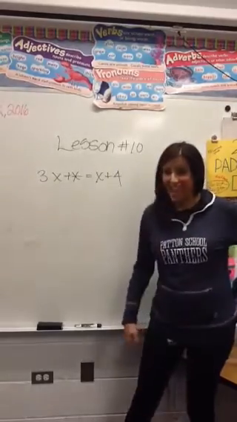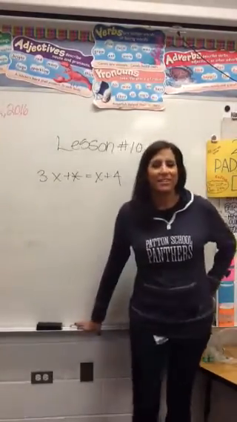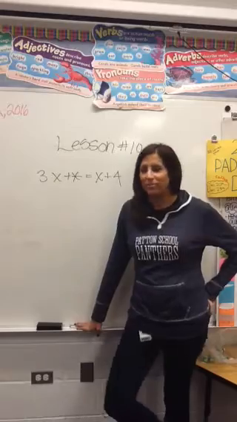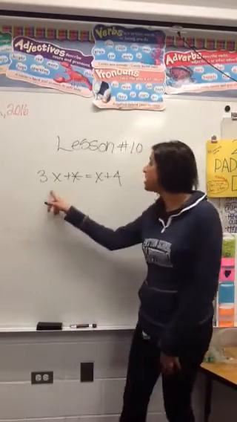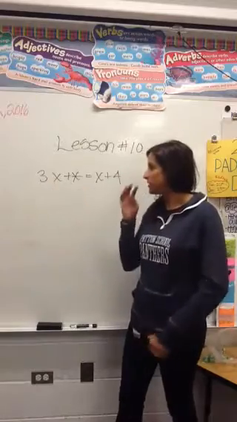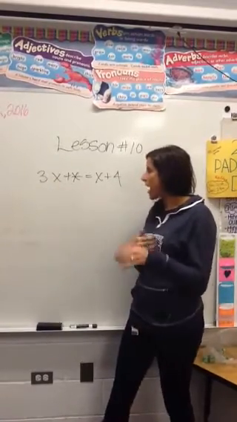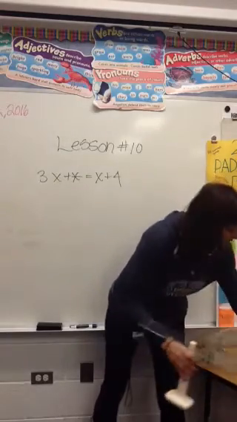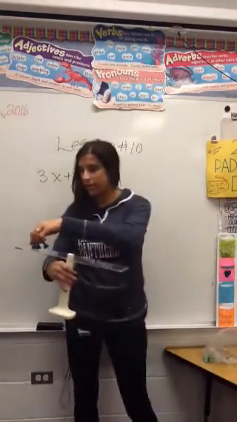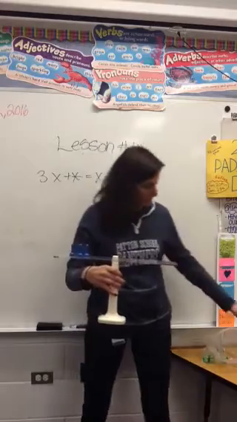This is lesson 10. So for lesson 10, lucky for you, you kind of already know the legal move because I sort of pre-taught that to you yesterday. So here's the equation that I want you to set up on your balance: 3x plus star equals x plus 4. So go ahead and set that up.